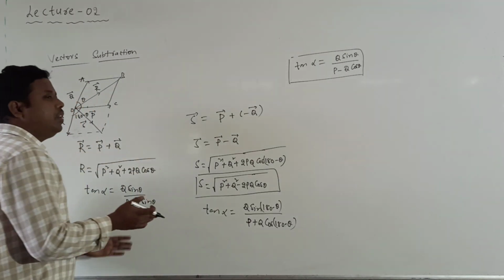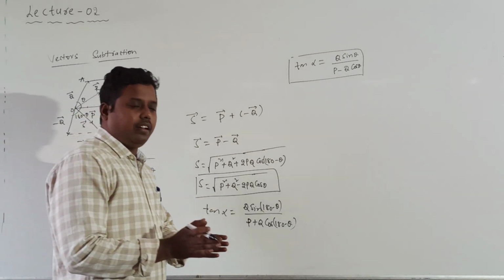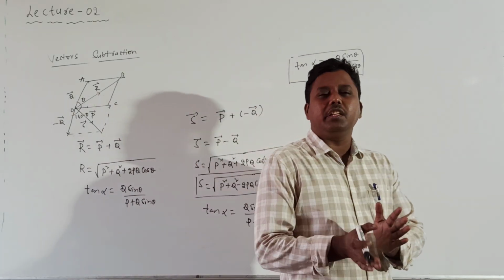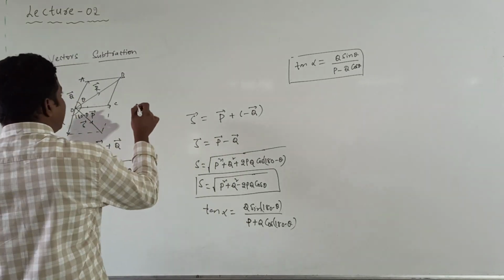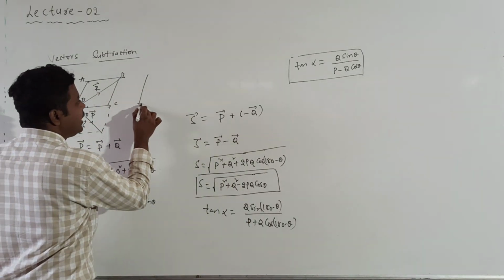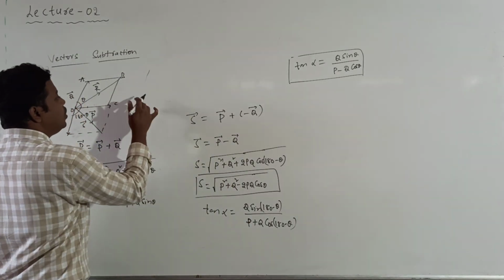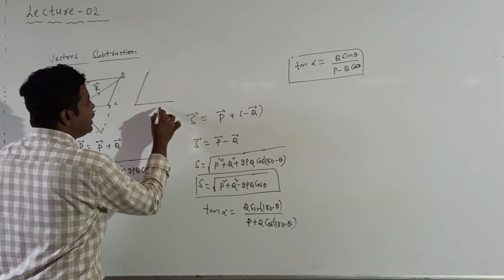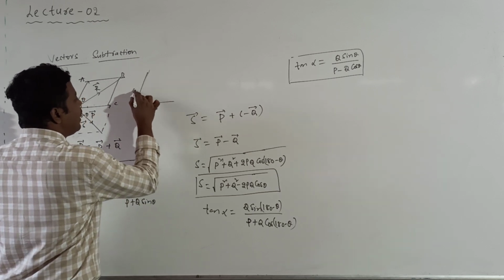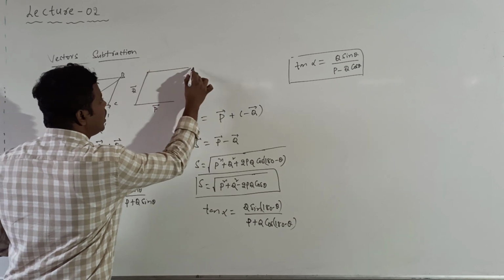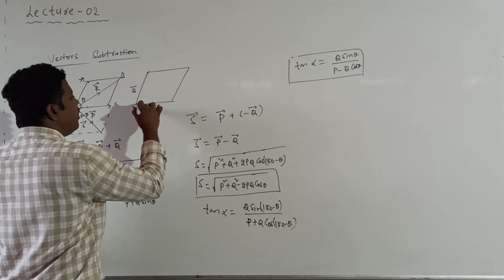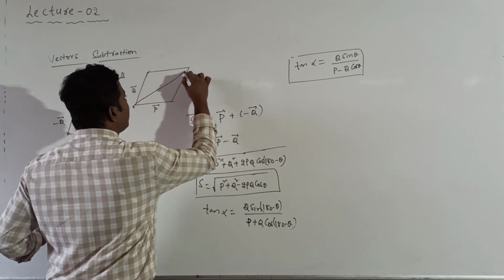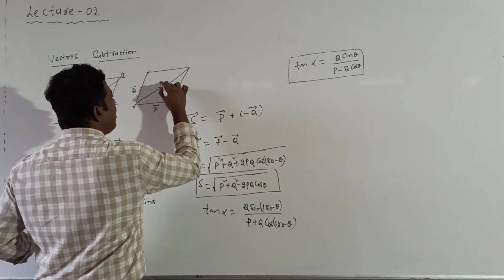One more important point is that a vector can be displaced without changing its direction. Actually, in this parallelogram we have seen that we consider two vectors drawn from the same initial point. One is p bar, the other is q bar. The resultant is given by r bar, which is the diagonal drawn from the same initial point.